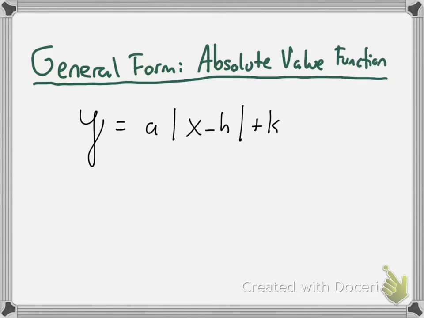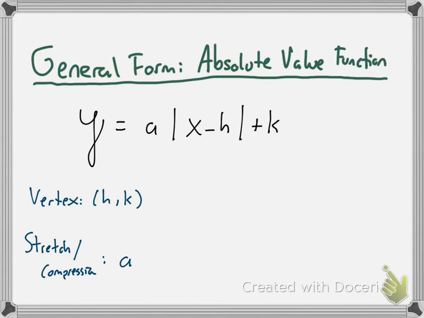How you want to look at this is the h and k values serve as the values of your vertex, and the stretch or compression is your a value. Another way that you could look at this is your slope. So your a value will tell you your rise over run to start at from your vertex.